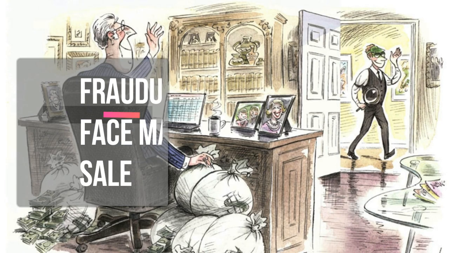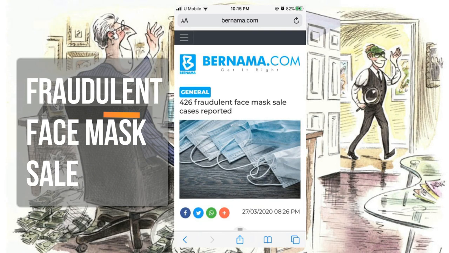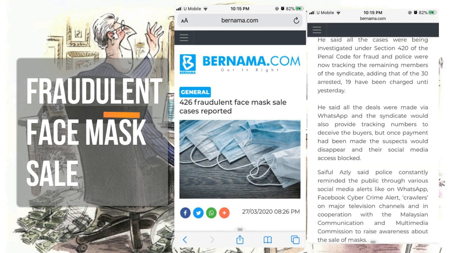Although during this pandemic situation of COVID-19 that happened all over the world, there are still a lot of fraud and fallacies happening in our country. In total, 426 fraudulent face mask sale cases have been reported.